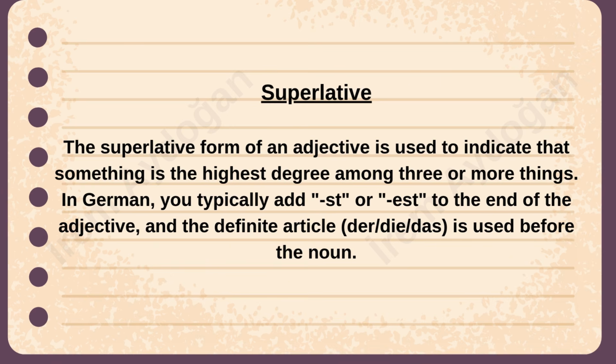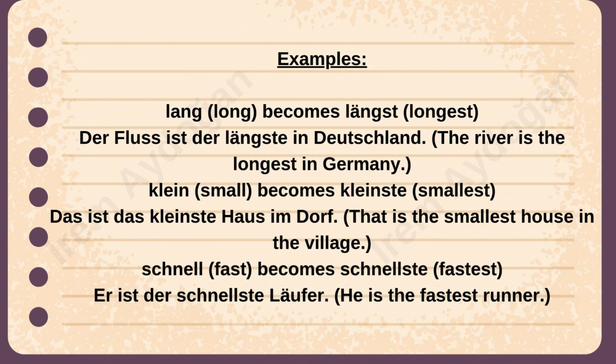The superlative form of an adjective is used to indicate that something is the highest degree among three or more things. And in German, you typically add st or est to the end of the adjective, and the definite article der, die, das is used before the noun. Lang, I mean long, becomes längst, I mean longest.